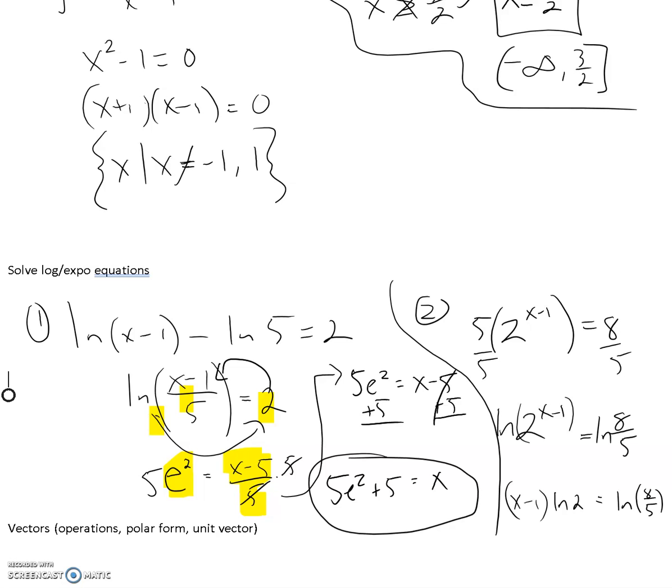And now I'm trying to solve for x, right? So I would divide by ln 2. And now I have x minus 1. And my last step would be to add 1. And I'm out of space over here, but add 1. And x equals this guy: ln(8/5) divided by ln 2, plus 1. No calculator needed.